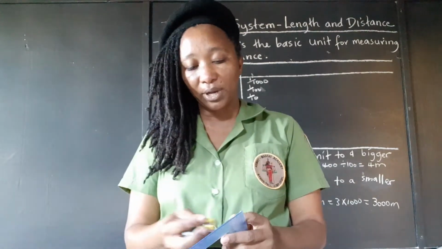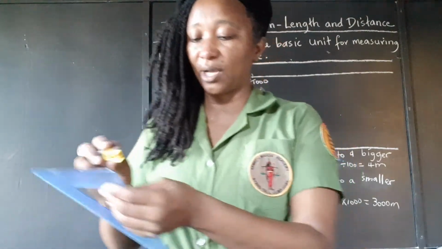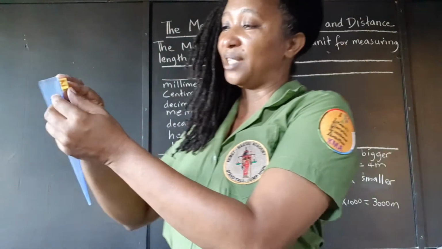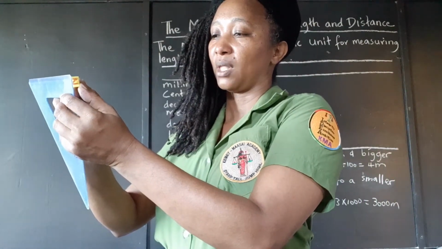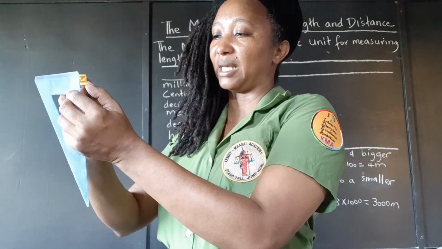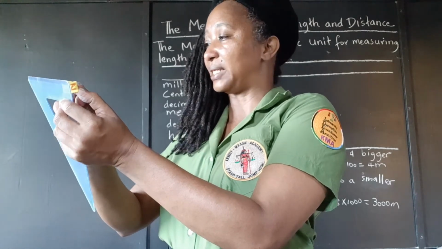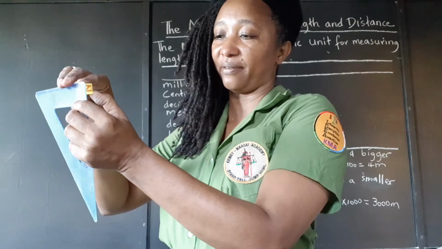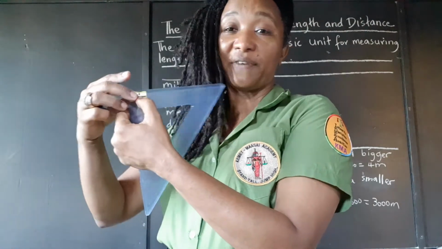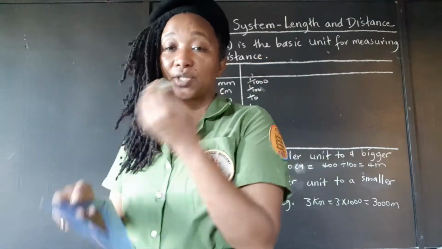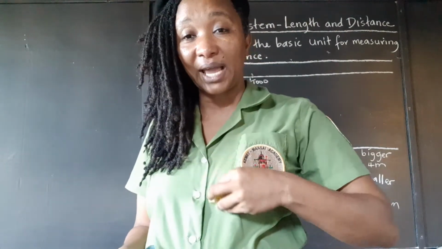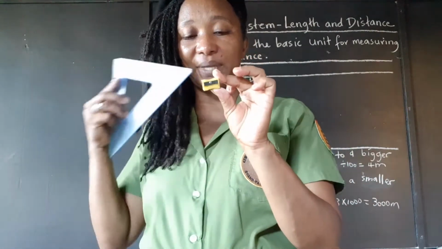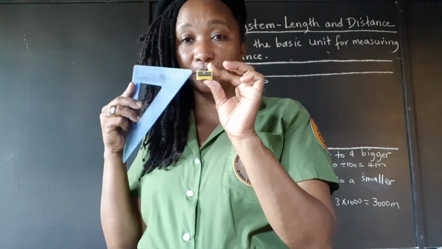Alright, so I'm going to measure the sharpener. Right, so I'm putting the sharpener at 0, and I'm seeing where it is on my centimeter units. It says 2.5, right? 2.5 centimeters. So this gives you an idea. This is 2.5 centimeters, the length of it.